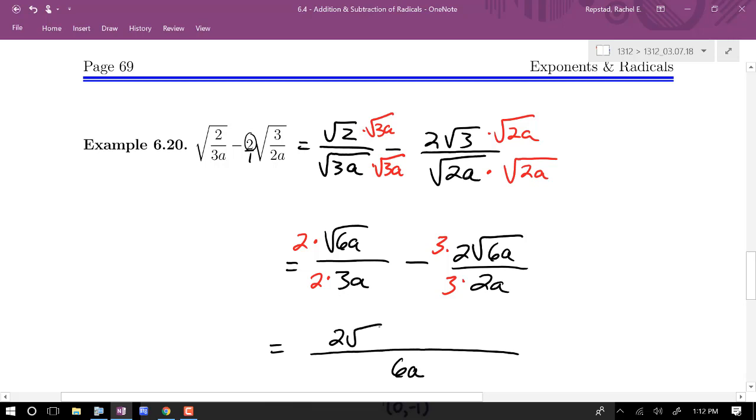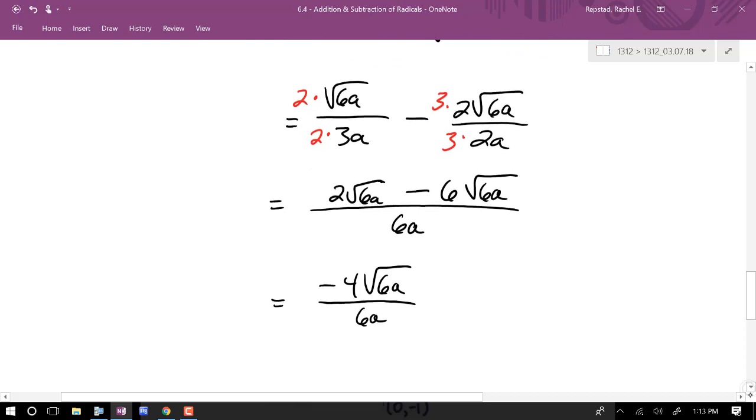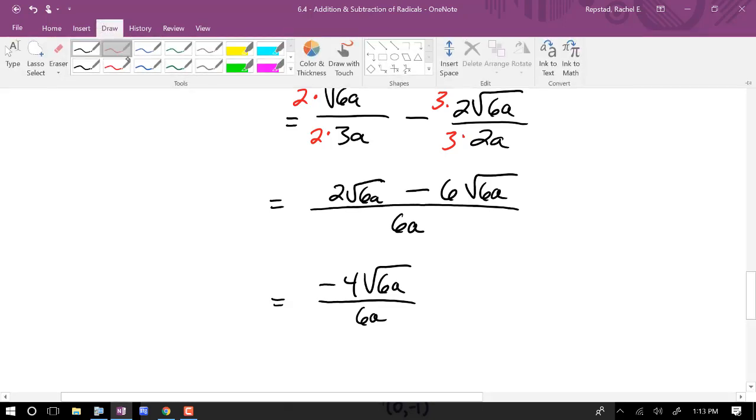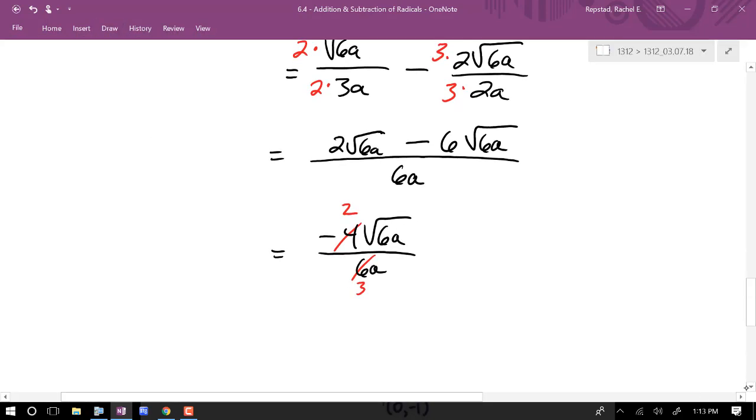On top I've got 2 root 6a minus 6 root 6a. So we have like terms up top, right? We have the same radical. We can combine those. That gives us negative 4 root 6a all over 6a. And look, here's an instance where we can reduce, not because of the 6a and the 6a, but because of the 4 and the 6a. 2 goes into 4 twice, and it goes into 6 3 times. And so we get negative 2 root 6a all over 3.